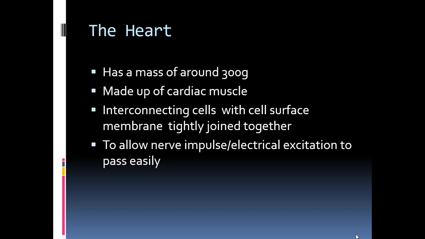The purpose of having those cells interconnected is to allow nerve impulse to travel efficiently, because in order for the heart muscle to contract, the impulse needs to travel efficiently from the atria to the ventricles.